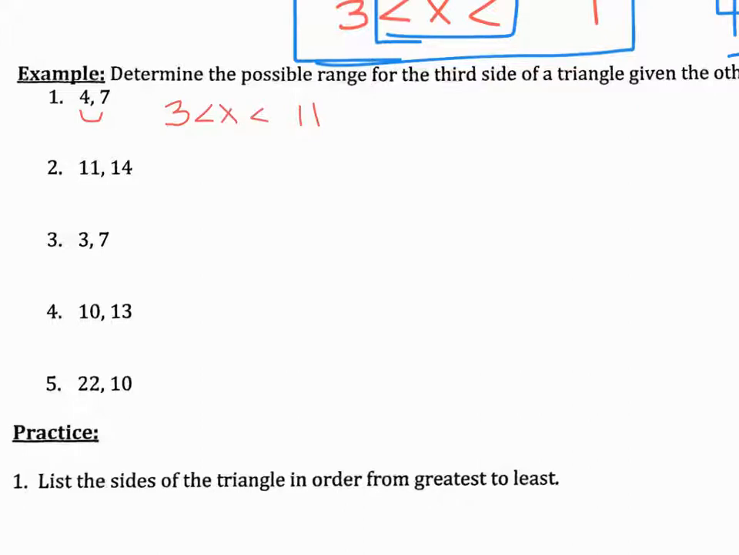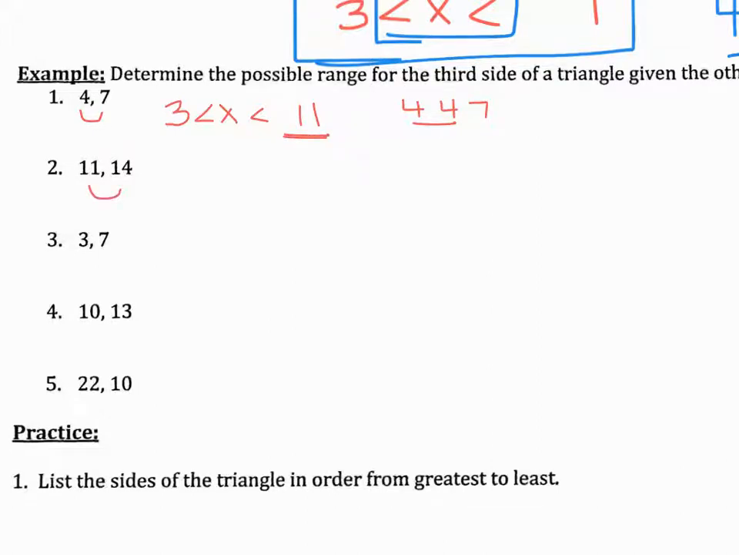So what this means is any number between 3 and 11, but not including 3 and 11, would make a triangle exist. So my possible side could be 4, because 4, 4, and 7 would make a triangle exist, because 8 is greater than 7. Or 4, 5, and 7, 4, 5, and 6, 4, 7, and 7, 4, 7, and 8, and so on and so forth, all the way to 11, but not including 11. Let's do the next one.